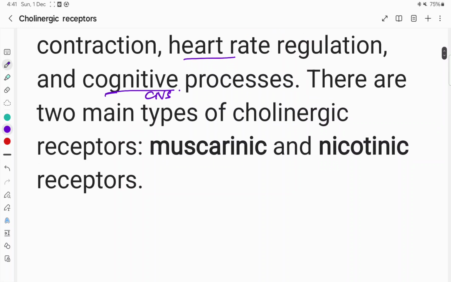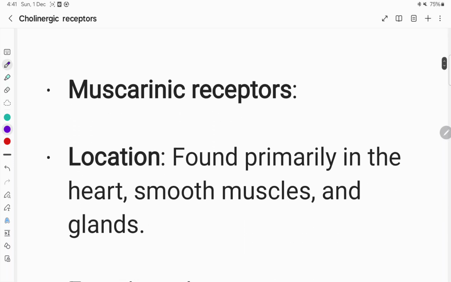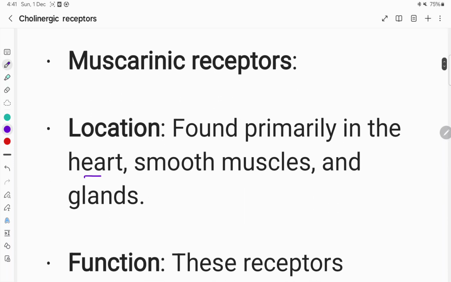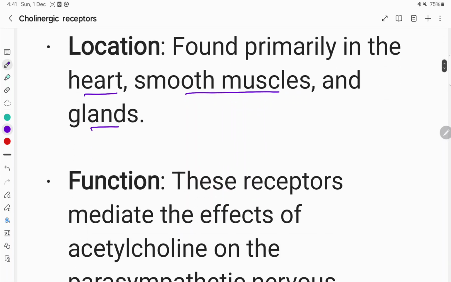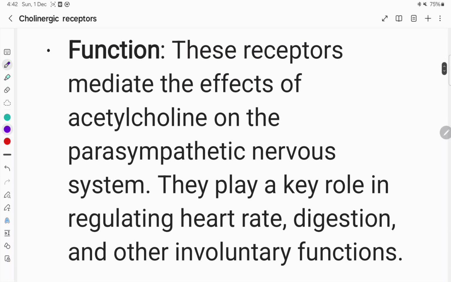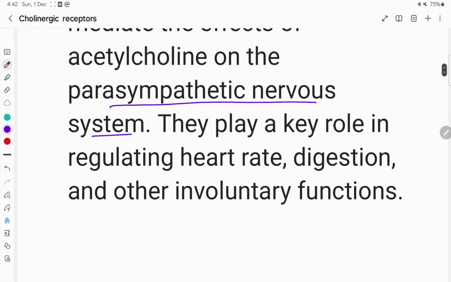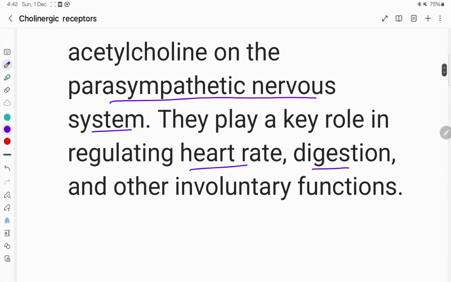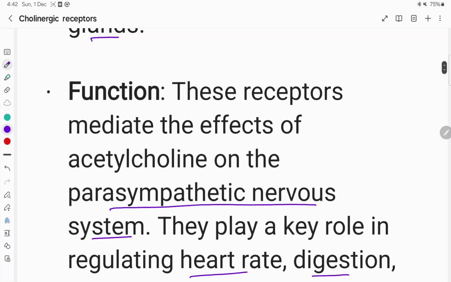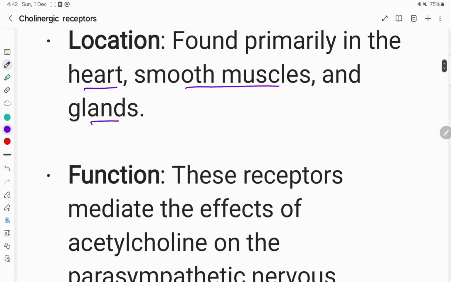So 2 types of cholinergic receptors, muscarinic and nicotinic. Muscarinic again 5 types and nicotinic again 2 types. Muscarinic location is mainly found in heart, the smooth muscles and glands, and they mostly mediate the effects of acetylcholine in the parasympathetic nervous system, and they play a key role in heart rate, digestion, and other involuntary functions, mainly involving heart, smooth muscle, and glands.